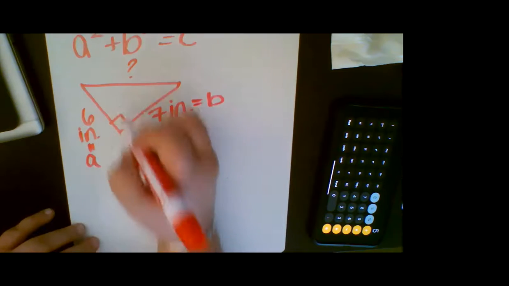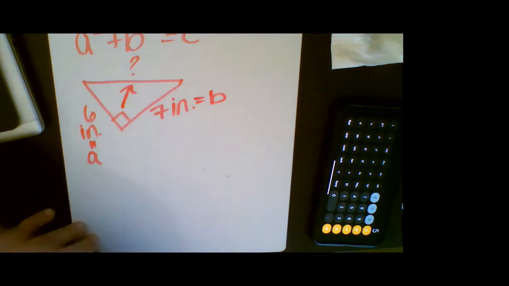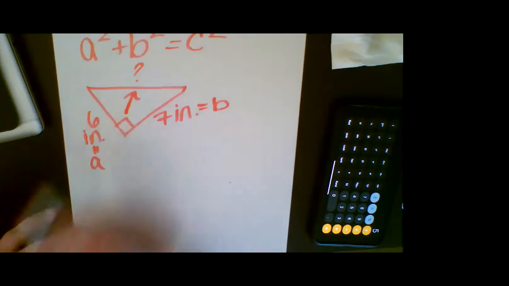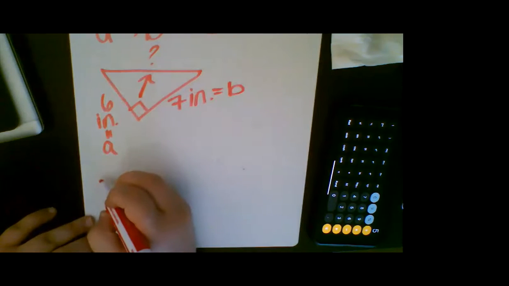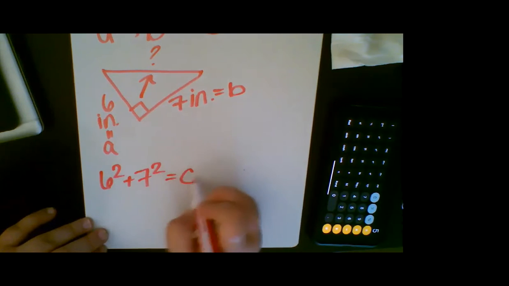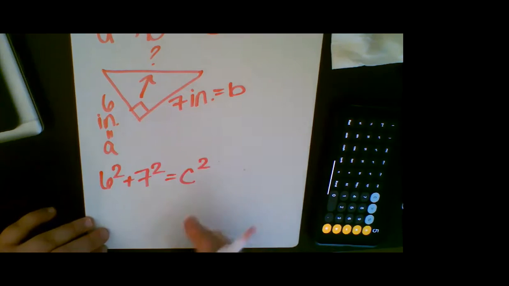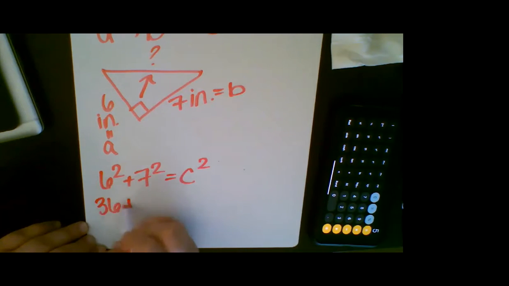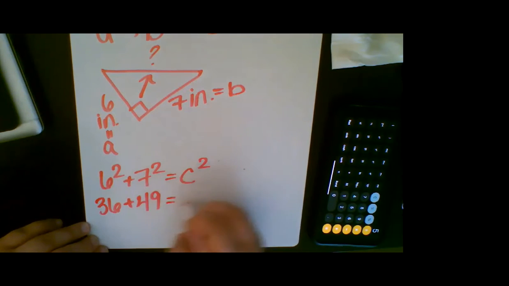Plug those two numbers in, and again, we're solving for the hypotenuse. We have to be solving for C. We cannot be solving for A or B because we have the two legs of the triangle. So we've got A squared plus B squared equals C squared. And again, we don't know what C is, so we have to keep it a letter. 6 squared is 6 times 6, that's 36. 7 squared is 7 times 7, that's 49.